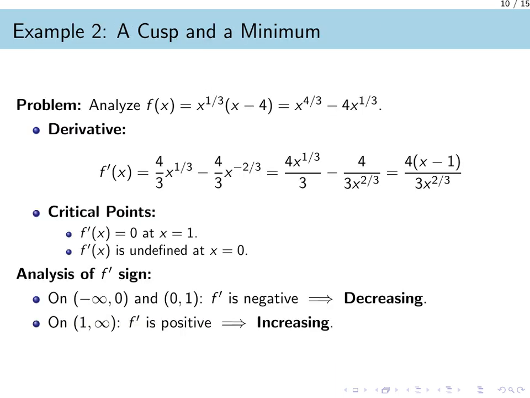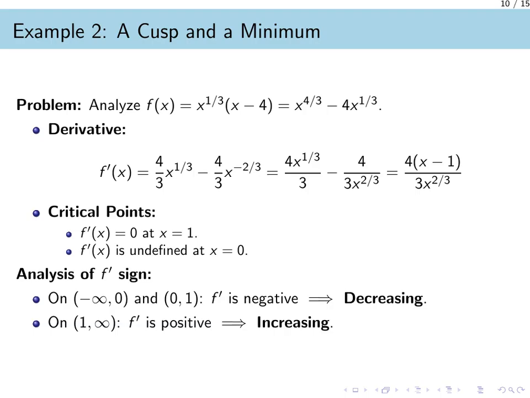Now let us analyze a function where the critical points come from two different sources, which is a very common scenario. Our function is f of x equals x to the power of 1/3 times the quantity x minus 4. After we find its derivative and simplify, we get f prime of x equals the fraction, with 4 times the quantity x minus 1 in the numerator, over 3 times x to the power of 2/3 in the denominator.